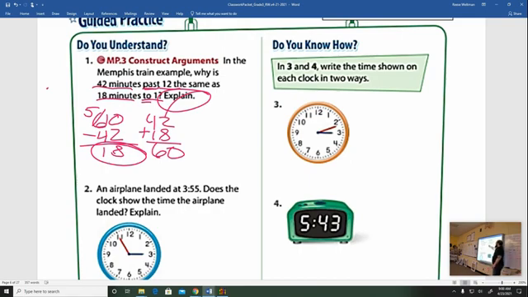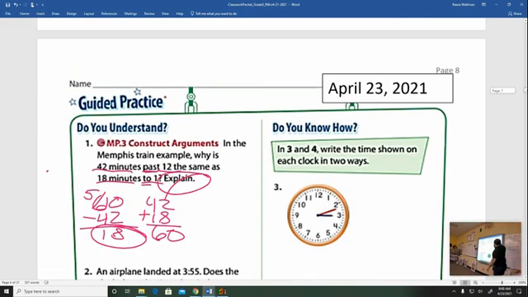Because here's the thing. They are the same. They're telling you right there that 42 minutes past 12 is the same as 18 minutes to 1. So we know it's true. You just have to tell me why it's true. Well, we showed 2 different ways. We used subtraction and we used addition. I gave you another example on that clock. Let's keep going. But guys, you need to be following along.